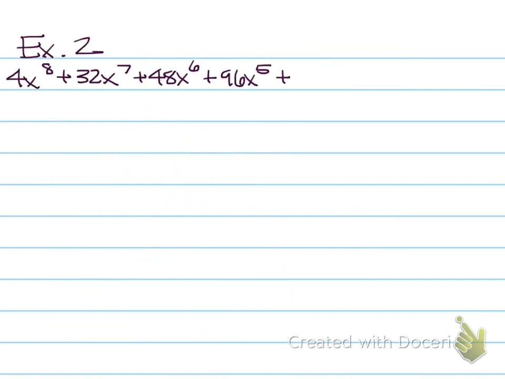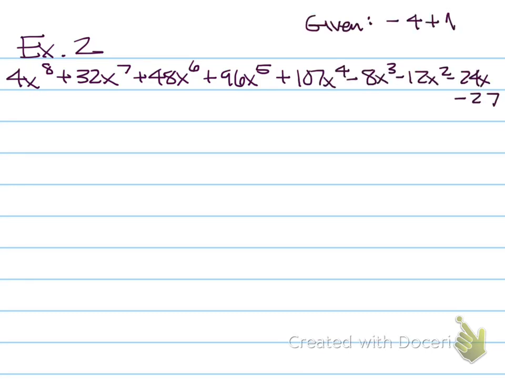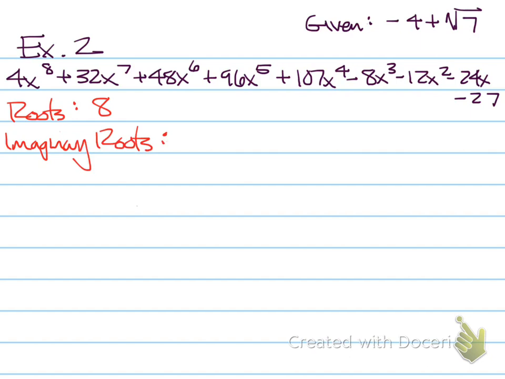Alright, next example. We've got a pretty long polynomial. It's a degree of 8, so there's going to be 8 complex roots. The number of imaginary roots is, again, the even numbers less than or equal to 8. So we've got 0, 2, 4, 6, or 8. And then the real roots are the difference between the degree of the polynomial and the possible imaginary roots.